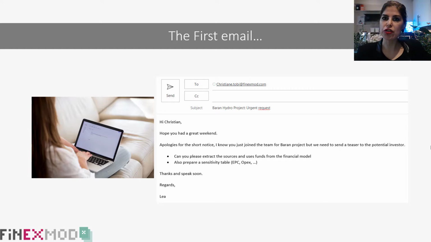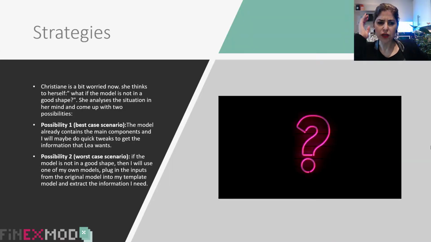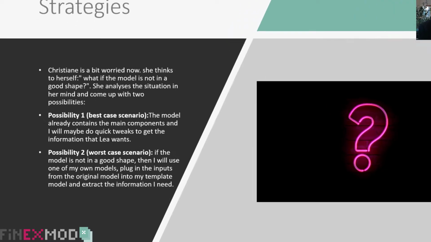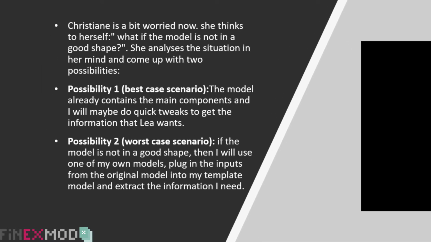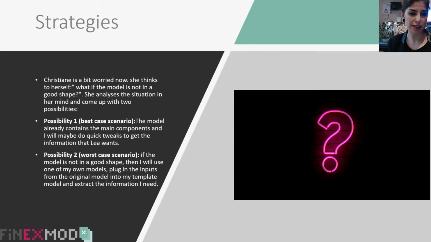At this stage, Christian is a bit worried. She thinks to herself, what if the model is not good enough? What if I don't have time to do the analysis? She analyzes the situation in her mind and comes up with two possibilities. Possibility one, which is her best case scenario, the model might already contain the main components, and I will maybe do quick tweaks to get the information that Leah wants.